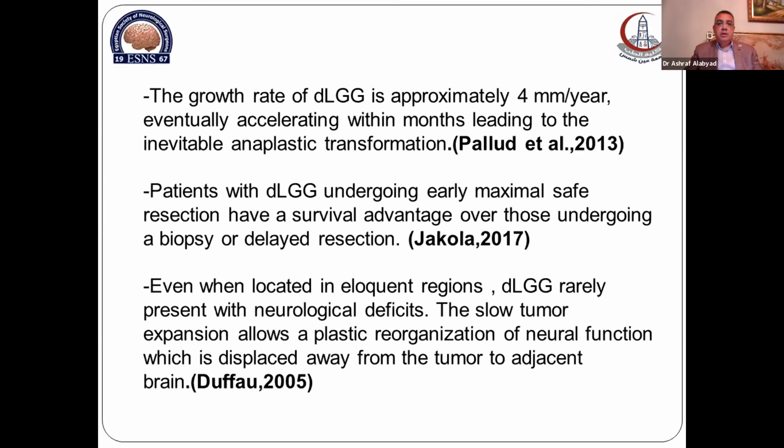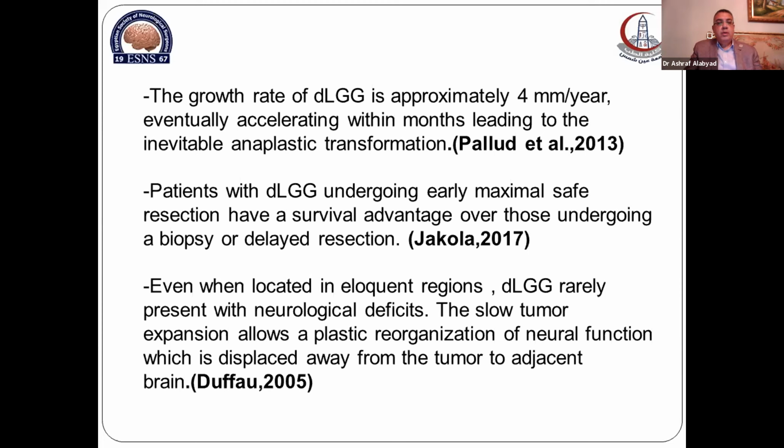Giacola mentioned that patients with diffuse low-grade glioma undergoing early maximal safe resection have a survival advantage over those undergoing a biopsy or delayed resection. Of course, we know the poor prognostic factors in surgery for diffuse low-grade glioma include age over 40 years, if the patient developed neurological deficit, if the tumor is larger than 6 centimeters or crossing the midline. So if we operate on these patients before these bad prognostic features, the results will be much better.